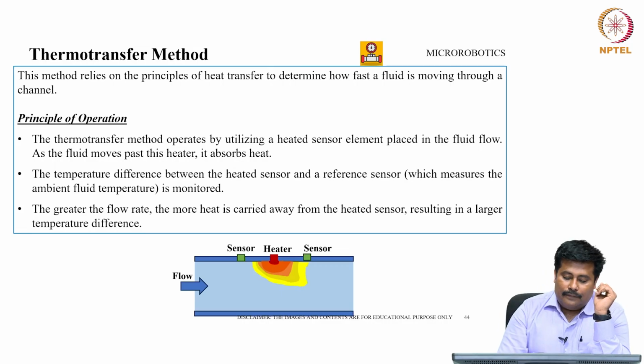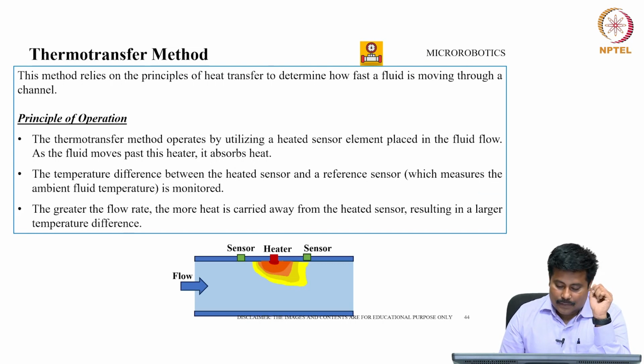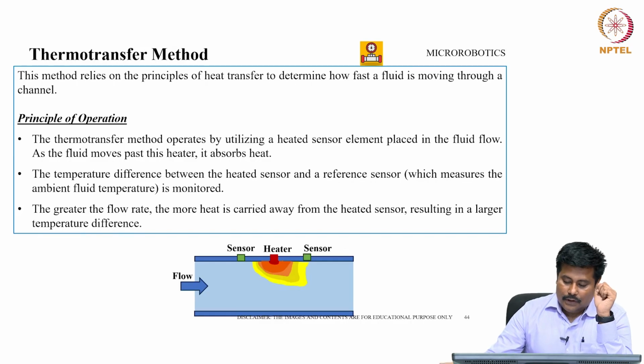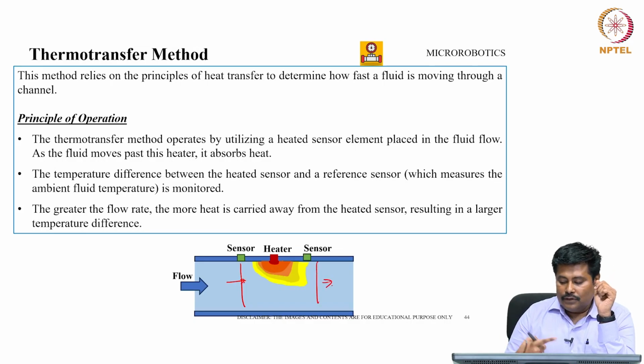So, the temperature difference between the heated sensor and a reference sensor, which measures the ambient fluid temperature, is monitored. The greater the flow rate, the more heat is carried away from the heated sensor, resulting in a larger temperature difference. Ideally, this will be the heater location and the sensor will be placed appropriately. This will help us measure the reference and the output, the influence of the heater on the flow.